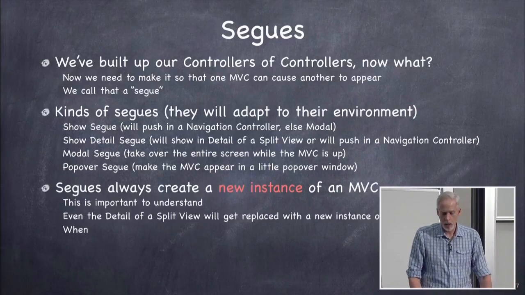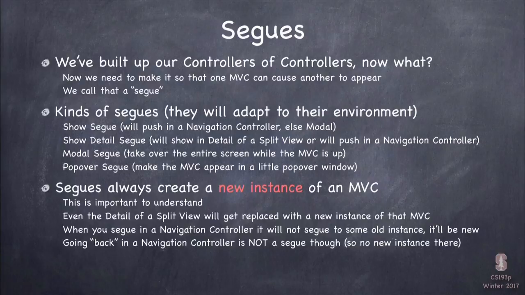Okay. Now, I'm going to emphasize for the second time what I said before. Segues always create a new instance of the MVC. All of the segues. All of them: modal, popover, show, sliding them in, show detail, even show detail in the split view. If you have a calculator and you say graph my function and you segue to a graph view controller, it throws away the one that was there and puts a new one there, always creating new MVCs.